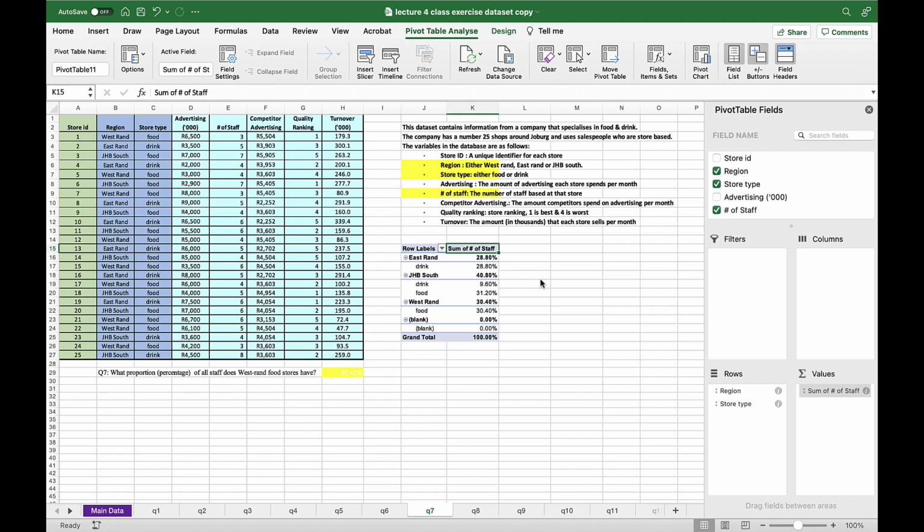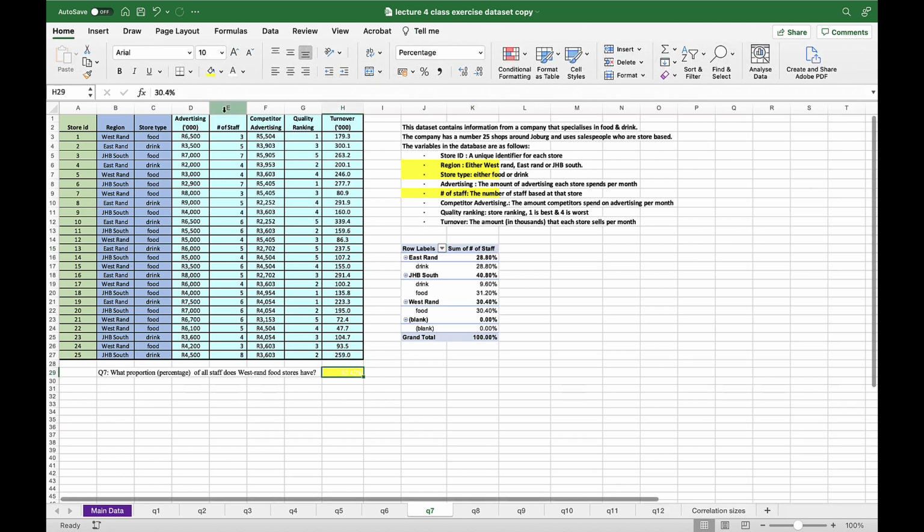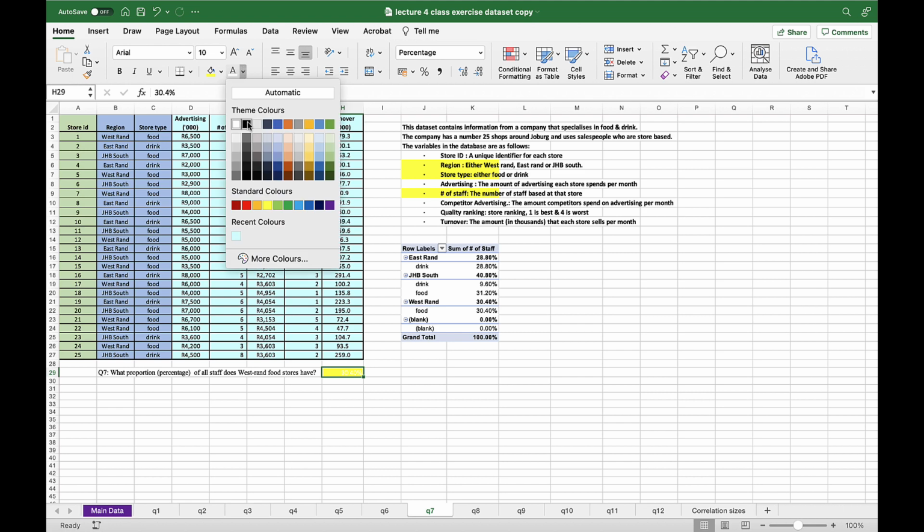And if I click on that, I can see that when I look at West Rand and look at food, there's a West Rand food store, it's 30.40. And that's how I get to that answer.